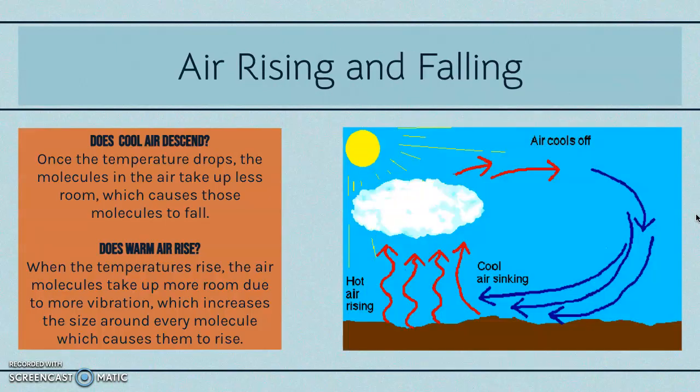For air rising and falling, we know that cold air descends. And we know this because when the temperature drops, the molecules in the air take up less room because those molecules aren't vibrating as much. And that causes those molecules to fall. And vice versa, we know that warm air rises because when the temperatures rise, the air molecules take up more room due to them vibrating more, which increases the size around every molecule, which makes them rise up.